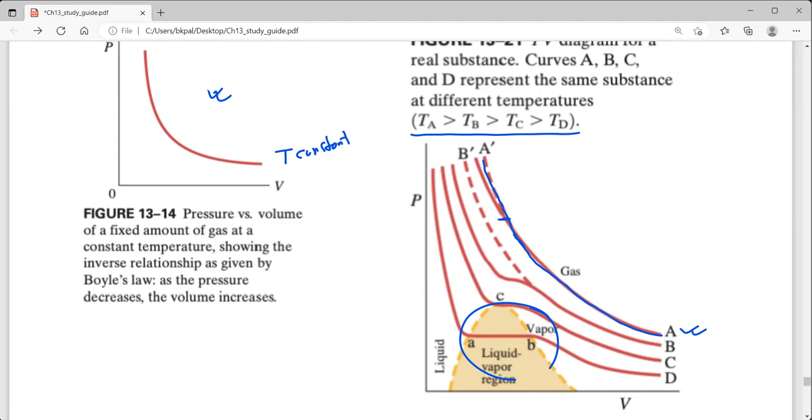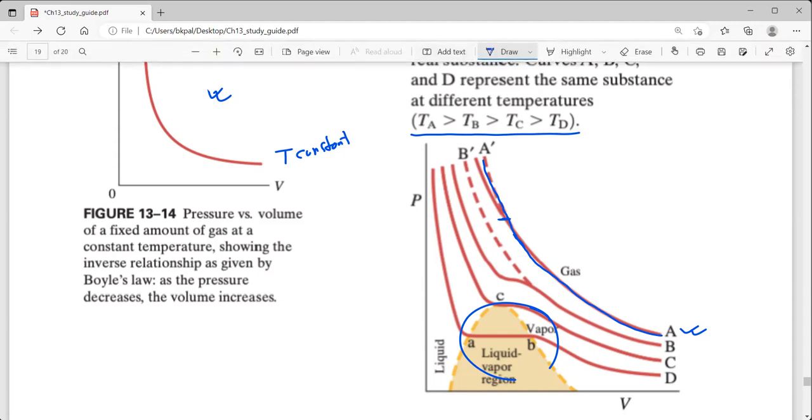Now B is at a little lower temperature, which is close to the boiling point, and it deviates more than A. Here you see this dotted line is the ideal gas equation, and the solid line is for real gas. C and D are even more distorted. Now let's talk about C. C has some special property.